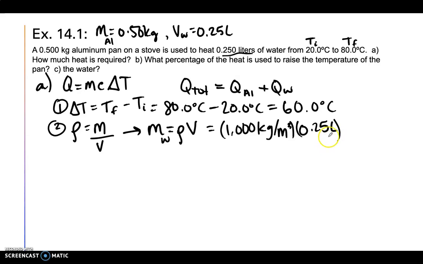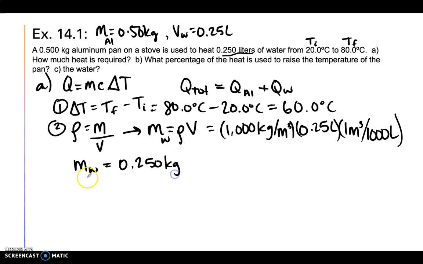0.25 liters. But now we have liters and meters cubed, so we need to multiply in order to cross those out. In 1 meter cubed of water, there is 1,000 liters. So now all of my units here will cross out, except for kilograms, which is good because we're looking for mass. So now my mass of water is 0.25 kilograms. This just works out nicely because of the density of water. If you're looking at a different substance, it may not be exactly like this. So just pointing that out. Okay, so we have our mass of water.